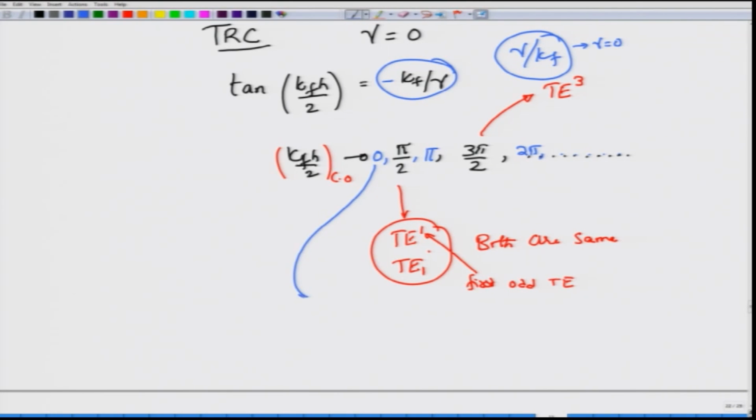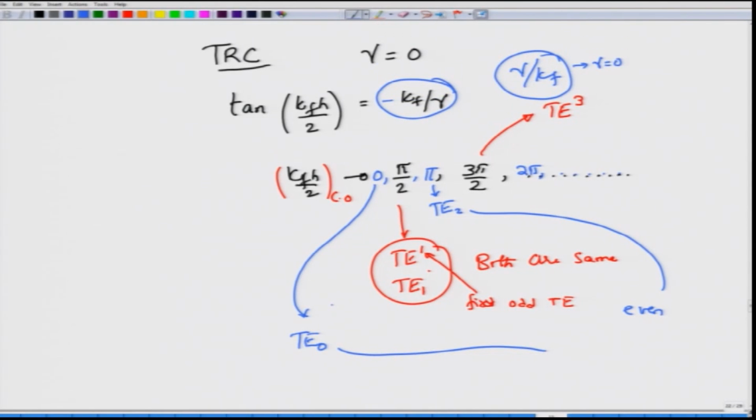So, the solution corresponding to 0 will be written as the TE 0 mode, the solution corresponding to pi will be written as the TE 2 mode, and these are the even modes, even because the numbers 0 and 2 and 4 and so on correspond to even numbers.